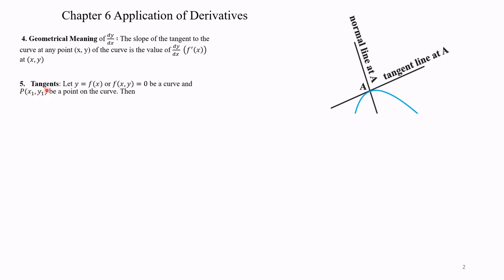Point number 5, tangents. Let y equal to f of x, or f of x comma y equal to 0, be a curve and P(x1, y1) be a point on the curve. Then the slope of the tangent at the point P is given by dy by dx at the point P (x1, y1), equal to m, say.